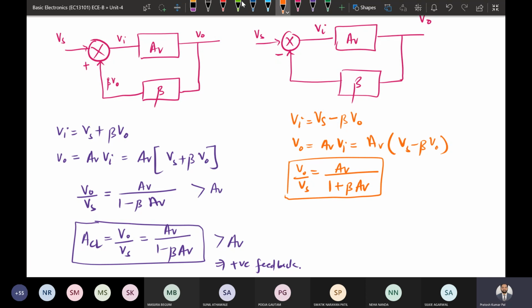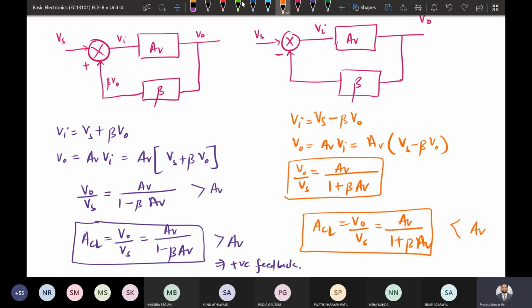So here the closed loop gain will be equal to V naught divided by Vs, and here it is AV divided by 1 plus beta times AV. On the denominator side you can see 1 plus beta times AV. So 1 plus something will be greater than 1. If we divide AV by a value greater than 1, it will come out to be less than AV. That means in the negative feedback case, the ACL, that is closed loop gain, is less than AV. So less than AV means we are able to reduce the gain of the amplifier.